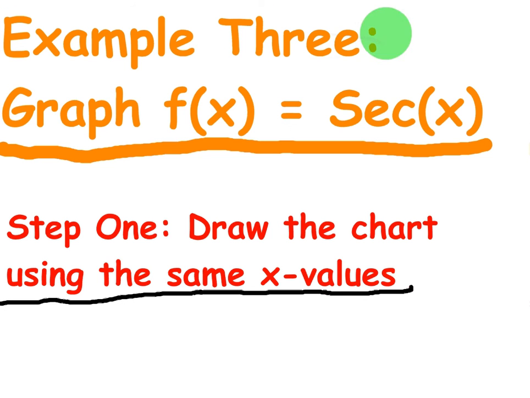Next up, we're going to be graphing f of x equals secant of x. This is our third example. Now, I will say, we did example 1 for sine of x. You can do the same thing with cosine of x. It's going to look almost exactly the same, just use the same steps.